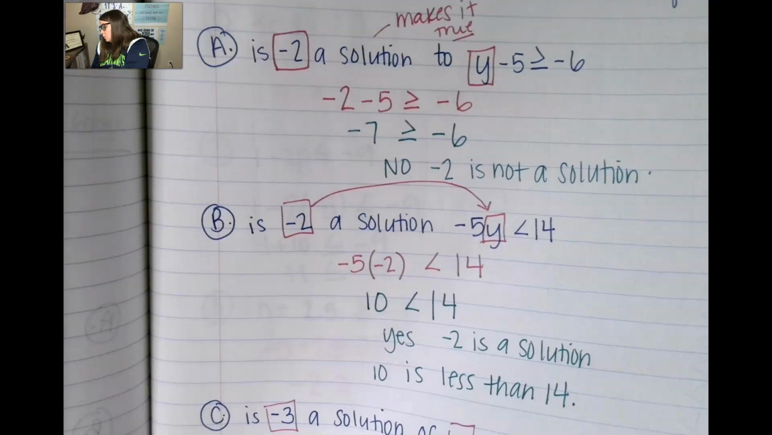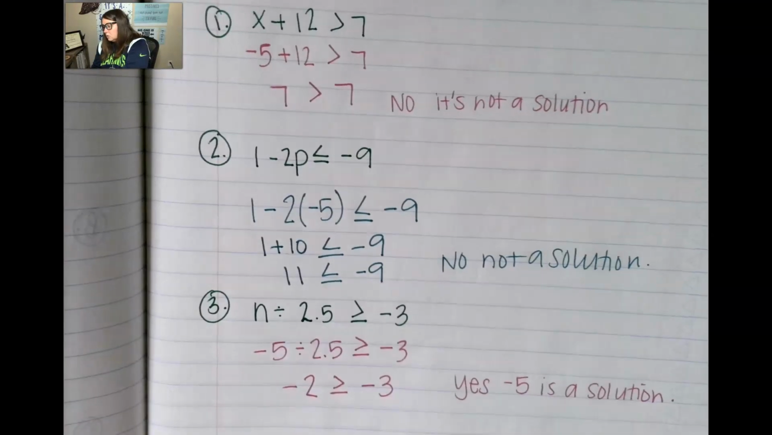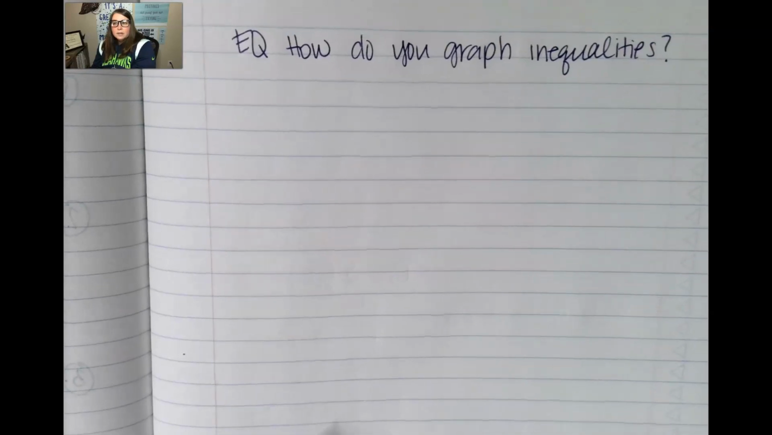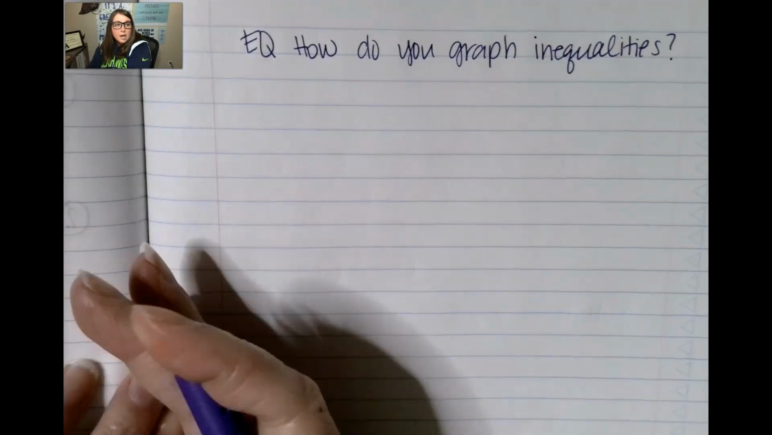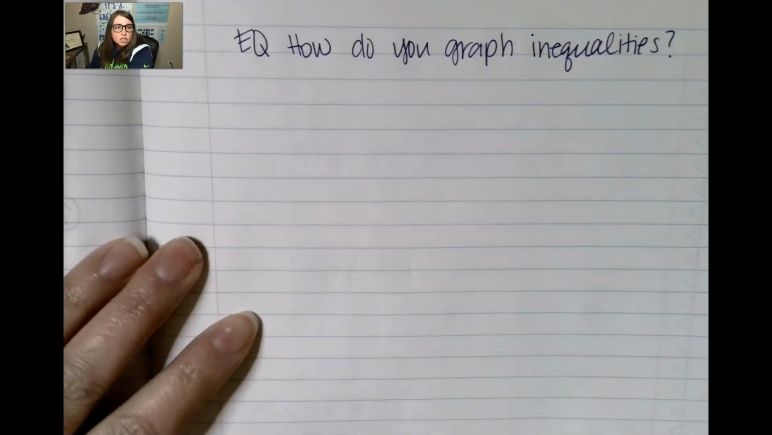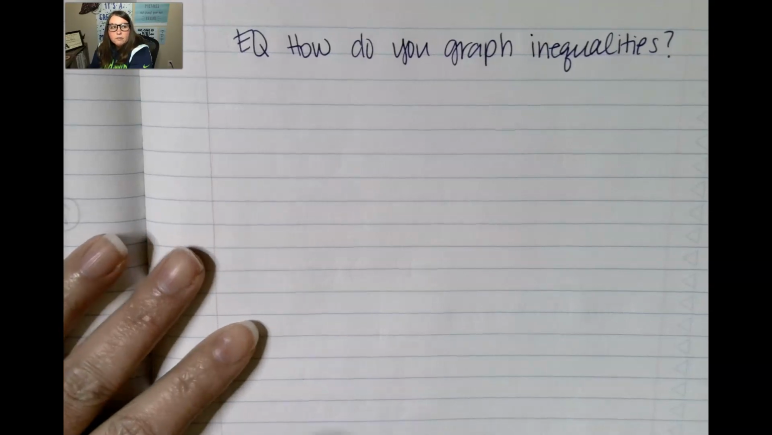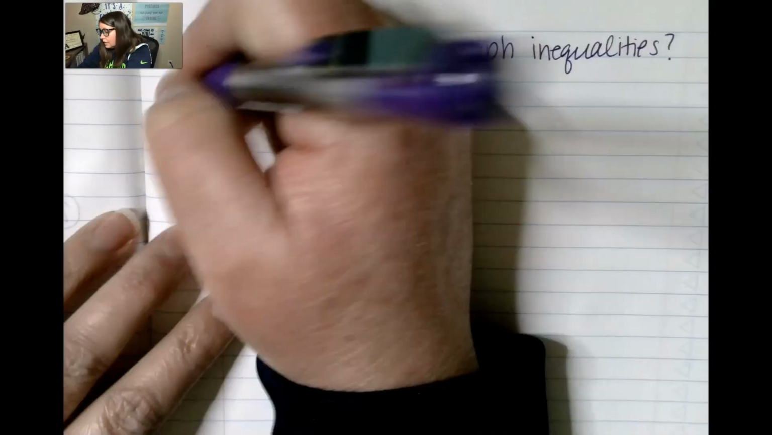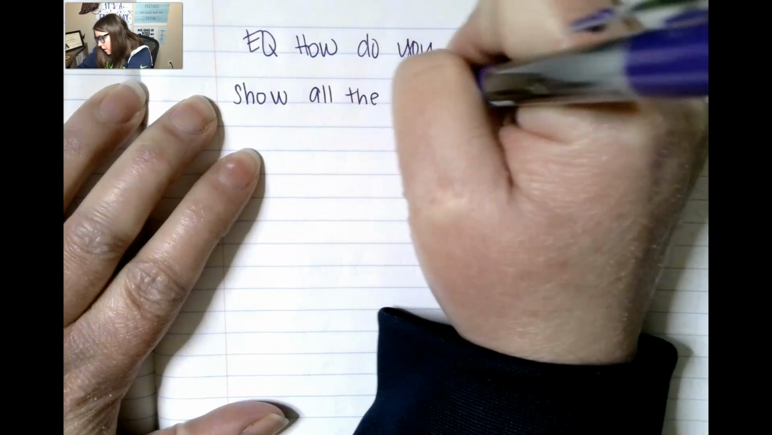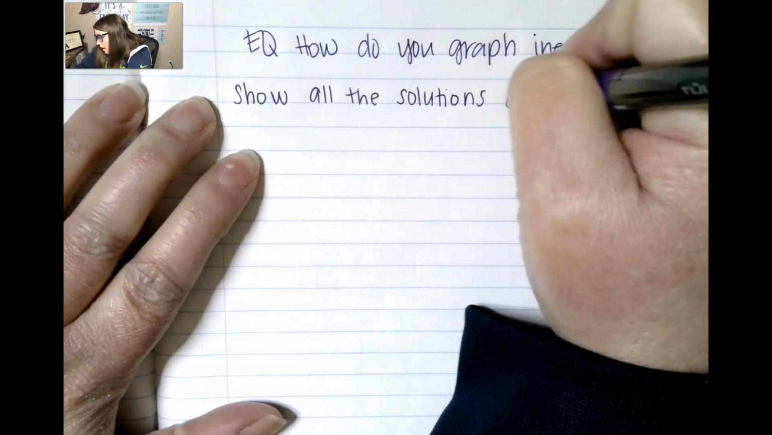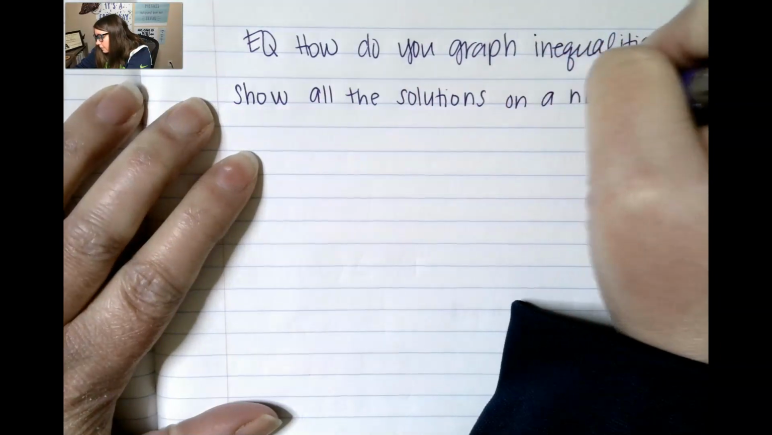Today what we're going to do is take this one step further and talk about what all of the solutions are or are not in graphing. So we're going to be using some number lines today when we are graphing an inequality. A graph of an inequality shows all the solutions of the inequality on a number line. So we're going to show all the solutions that are possible on a number line.